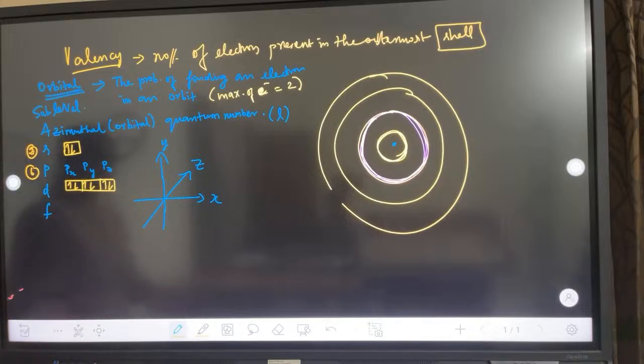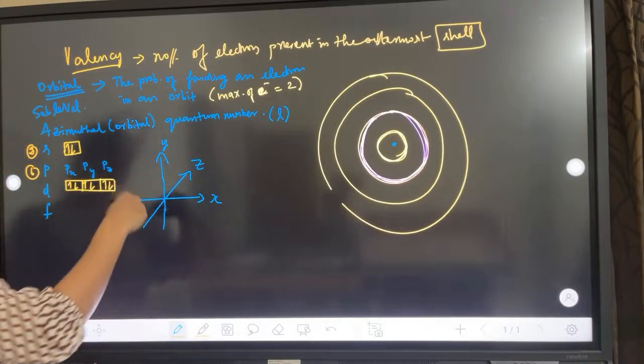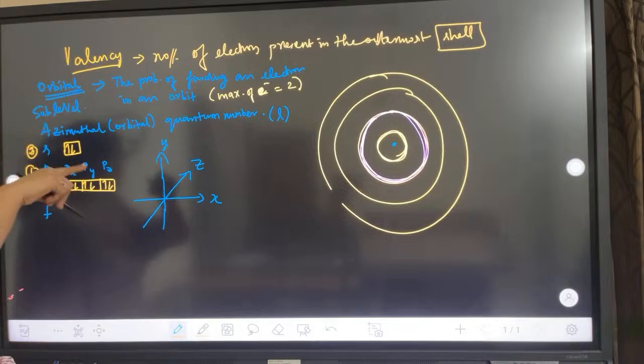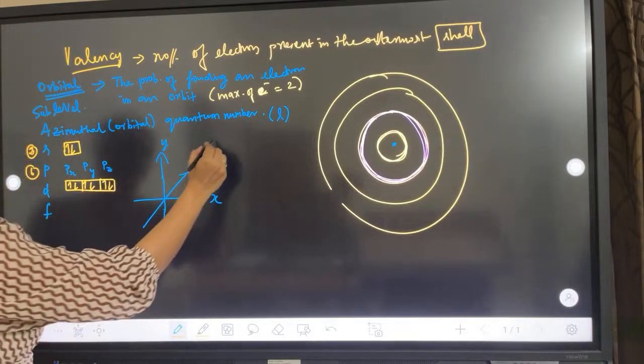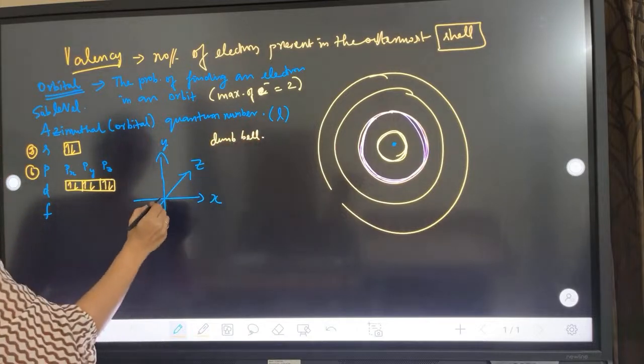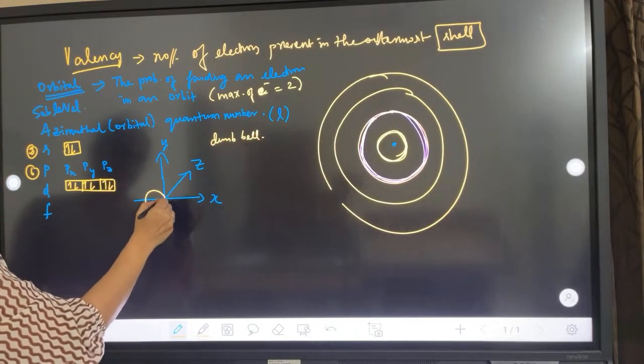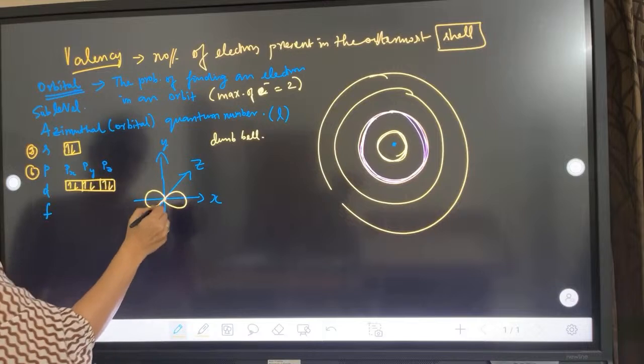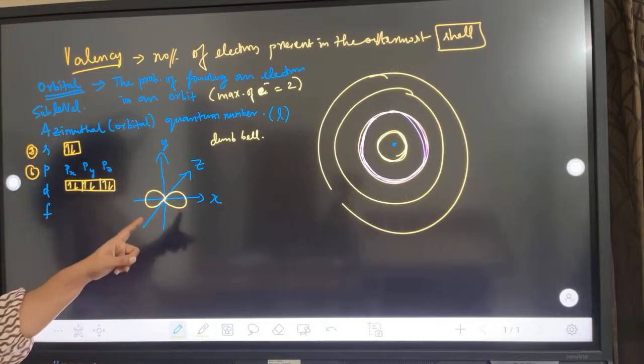How can it be arranged? As I have told you, the first one, the S level, is spherical in nature. This P level is dumbbell-shaped. What is it called? Dumbbell. That means it is like this, plus of rotation, minus of rotation.